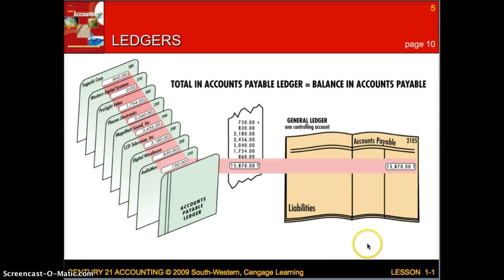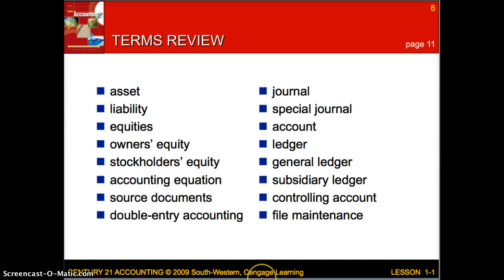Okay, so we have a general ledger, which is called our controlling account, and then we have all these individual ledgers here that make up our accounts payable. Okay, terms to review. You guys should know all these things, so you should be good to go.